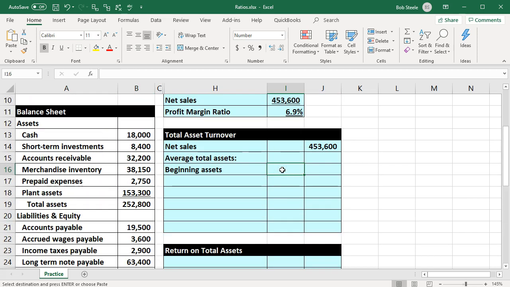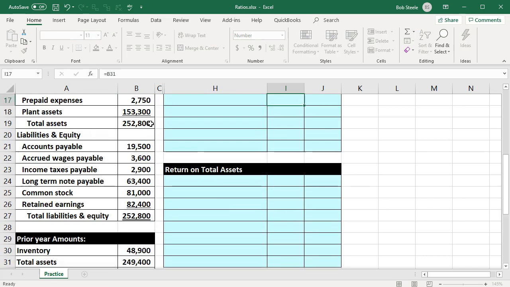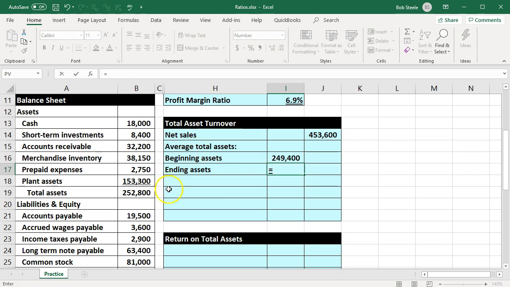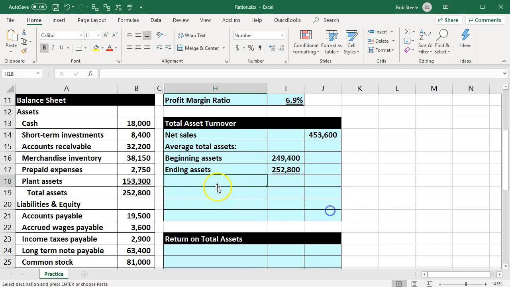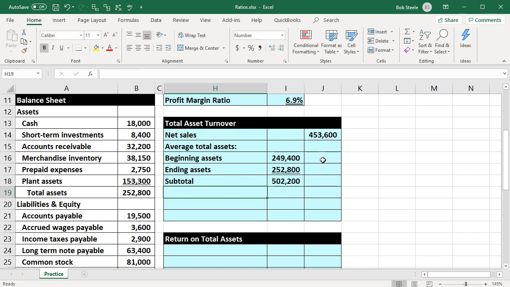So we're going to say, all right, here's the prior year's total assets at the end because that's their ending, which is like our beginning. And then we're going to say this is going to be the ending assets, which are on our balance sheet, the current balance sheet, which are equal to the 252,800. And if we add those up, we're going to have a subtotal. Summing those up equals the sum of the 249,400 and the 252,800, and that's going to give us the 502,200.